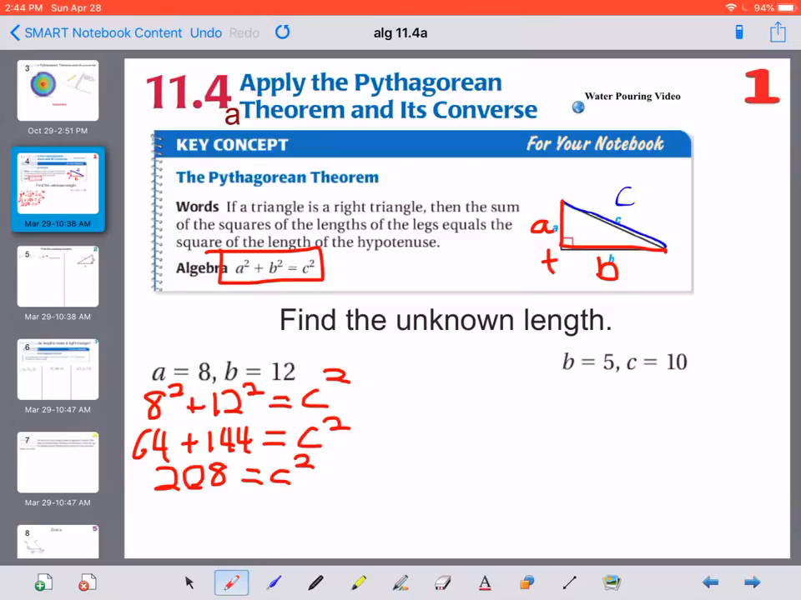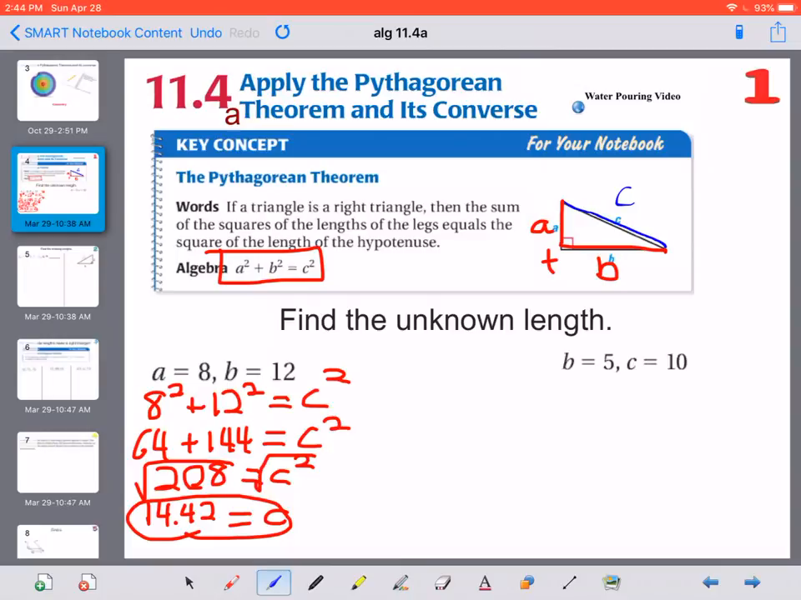Now this is where we are probably going to need our calculators, because now to find C we need to do the opposite of a square, which is the square root. So we find the square root of 208. When we put that into our calculators, we get 14.42. And that's where I'm going to round it off. So 14.42 is our C.